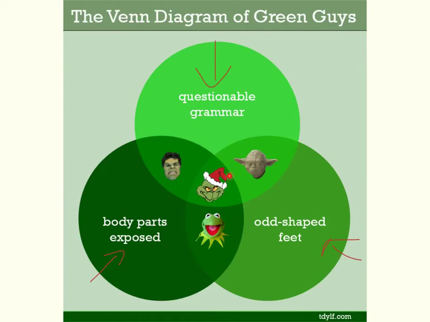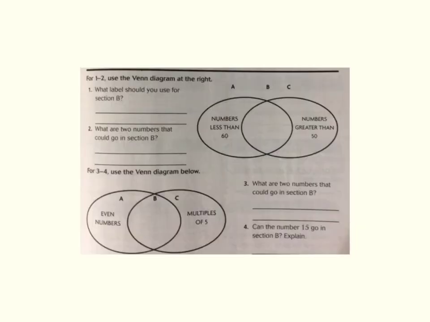So now that you've kind of seen and are familiarized again with what a Venn diagram is, let's see how it works in math. We're going to use it in math to categorize numbers. Alright, so this is a page out of our practice book, and we use the Venn diagrams. And what we're looking for on the first question is going to be, what label should you use for section B? That is this section right here.